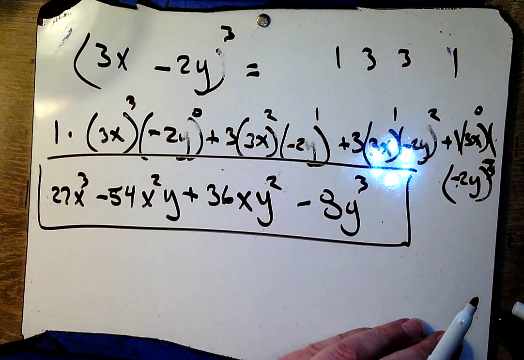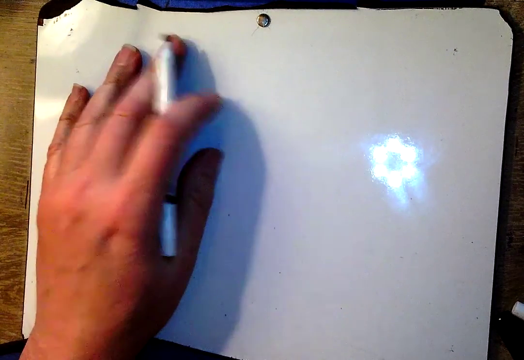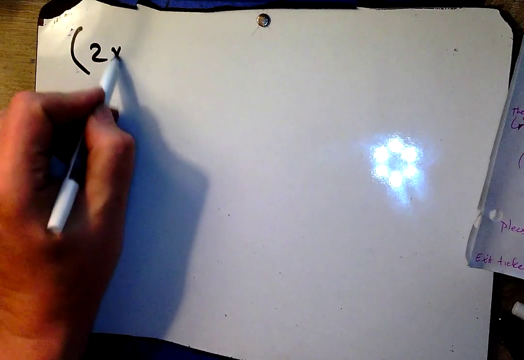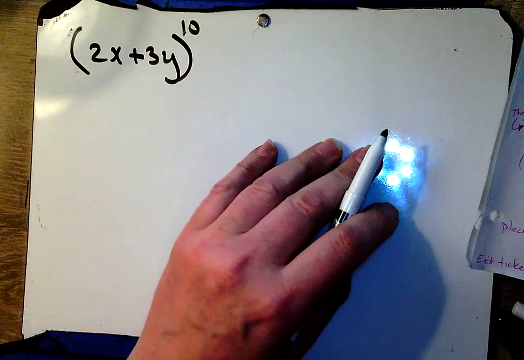Cool. Nice. So, can you do that on a CFA? Can you do it on a 50-point quiz? Are you comfortable? Practice some more. But I want to move on to this one. 2x plus 3y to the 10th.